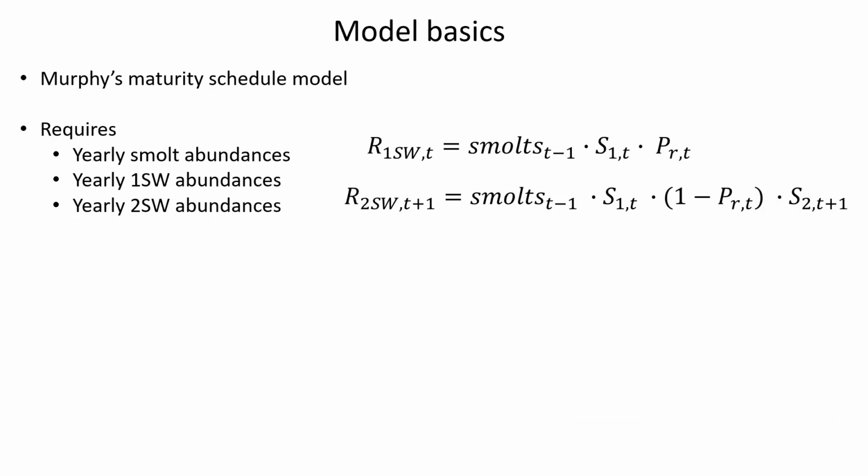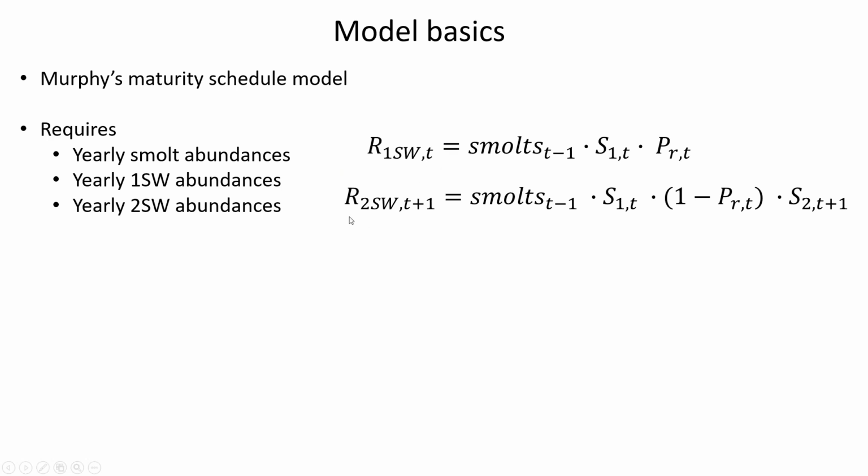So I decided to use what is called a Murphy's maturity schedule model. And these are the only 2 equations I'm going to add in the whole presentation. It's a model that makes a lot of assumptions, but it requires yearly smolt abundances, yearly 1 sea winter abundances, and yearly 2 sea winter abundances. Basically, if you look at the equations, the smolt abundance at time t-1, multiplied by the survival the first year at sea at time t, times the proportion returning that first year at time t, is equal to the 1 sea winter fish that returned at that time.